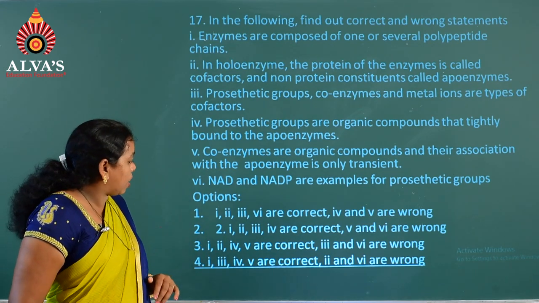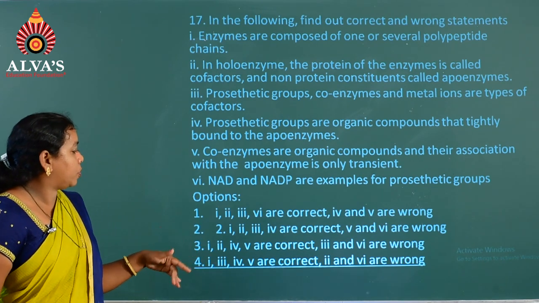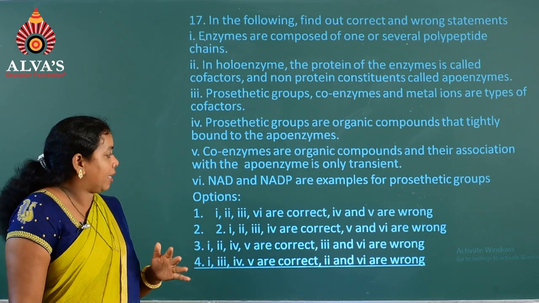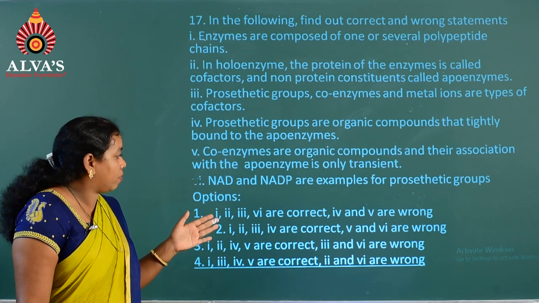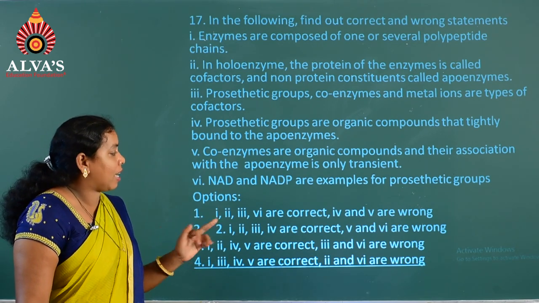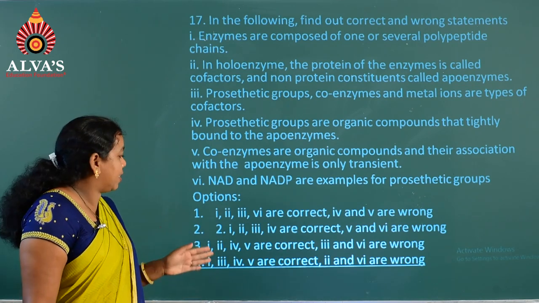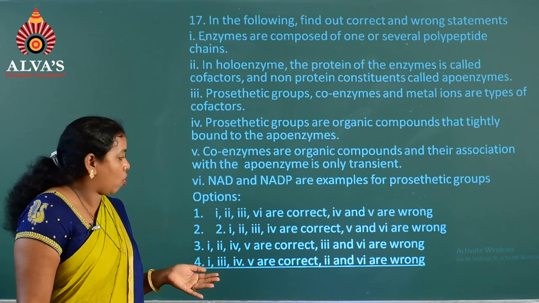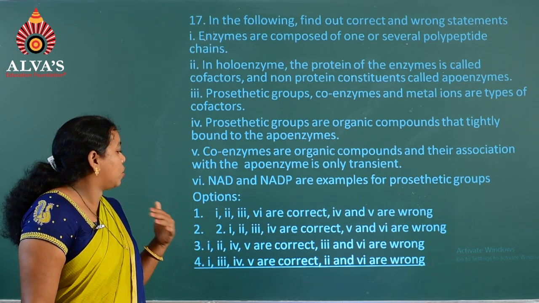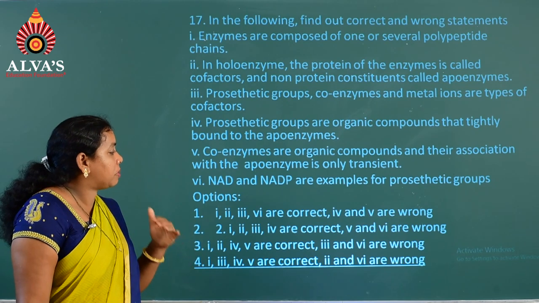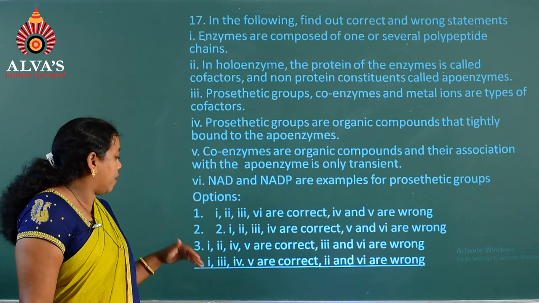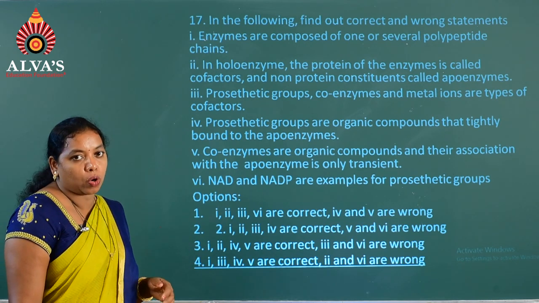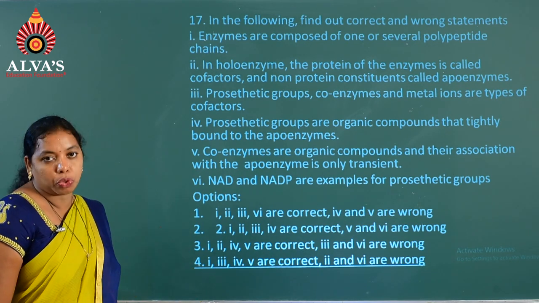So, here the options: in the first option, 1, 2, 3, 6 are correct, and 4th and 5th are wrong. Second, 1, 2, 3, 4 are correct, and 5th and 6th are wrong. The third option, 1, 2, 4, 5 are correct, and 3rd and 6th are wrong. Next, the fourth one, 1, 3, 4, 5 are correct, and 2nd and 6th are wrong. We'll see the answer is the 4th one itself.